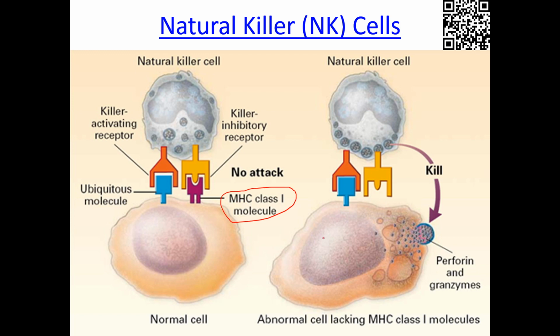In cases where you've got a cell that's cancerous or infected with a virus, typically that MHC is pulled back, and now the instinct to kill happens. Some cancer cells are able to disguise themselves, or some virus cells, and put that marker or keep it out there, in which case then the natural killer cell would not be able to kill it.